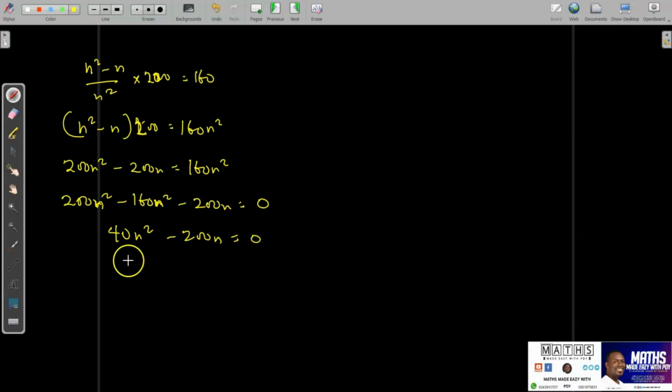It's just a two-term expression, so we can factorize. When we factorize, what's the common factor? 40n is a common factor. Then we have n minus, what do you have here? 5. And that should be equal to 0. Are you okay? So 40n must be equal to 0, or n minus 5 must be equal to 0. So solving for n here, n is equal to 0, or n is equal to what here?